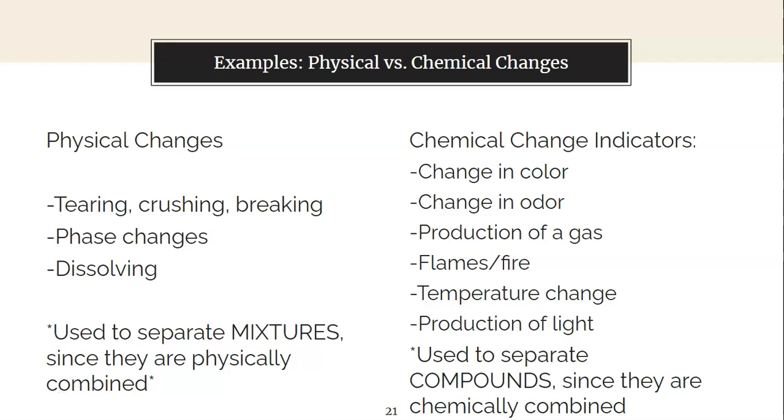Okay, if you see bubbles, that's a good clue. Flames or fire. Okay, a temperature change. Now, I can change the temperature of something without changing its identity. But if I mix two chemicals together and the temperature changes on its own, that is a clue that I might be having a chemical change occurring. But that can occur with both, actually. Production of light, okay, like when we saw the video where they lit magnesium on fire. These are used to separate compounds because compounds are chemically combined.